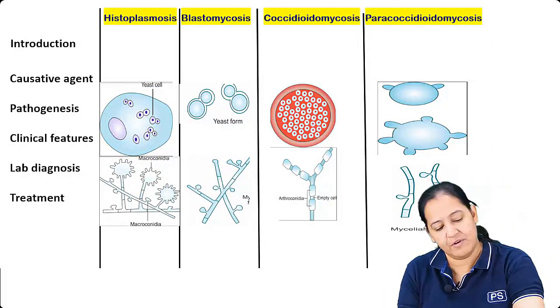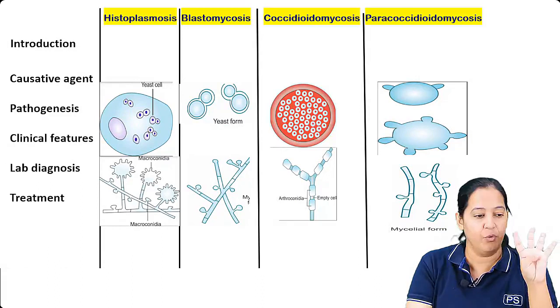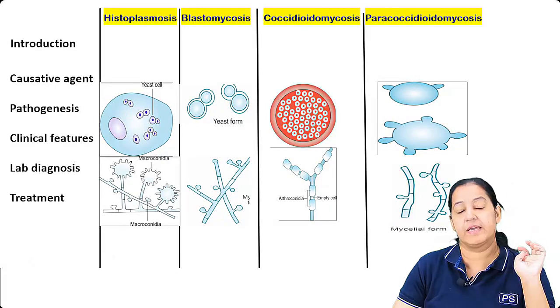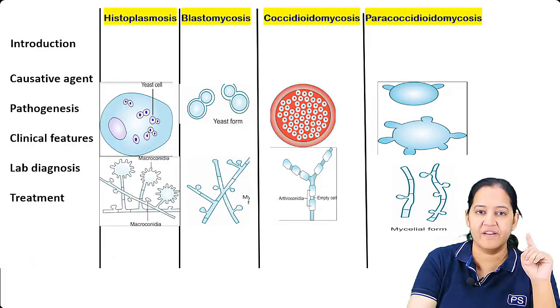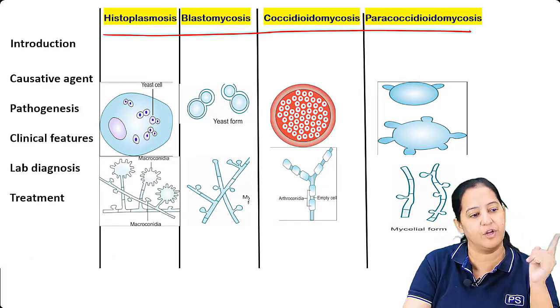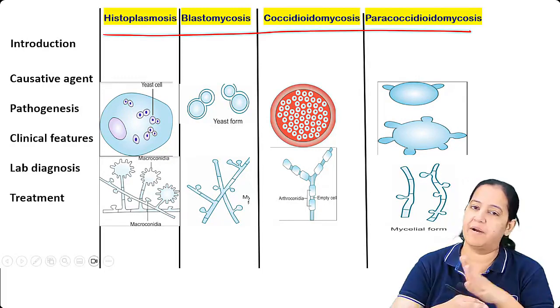So I've already taught you the four. These four are the deep mycosis. The first thing: they all enter the human body via inhalation. You have to learn that. The first organ is lung, and after lung, it is blood, and via blood, it spreads everywhere.